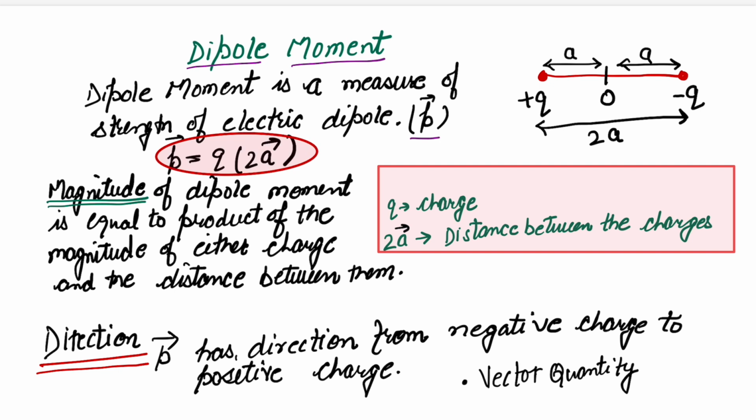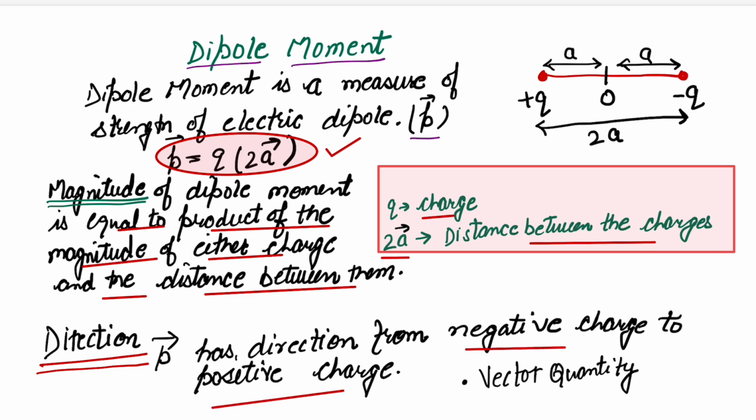So, dipole moment has a magnitude which is equal to the product of the magnitude of either charge, meaning you can take either the plus q charge or the minus q charge, and the distance between them. We have written P is equal to q into 2a, where q is the charge and 2a is the distance between the two charges. Dipole moment is a vector quantity. It has direction from the negative charge to the positive charge.